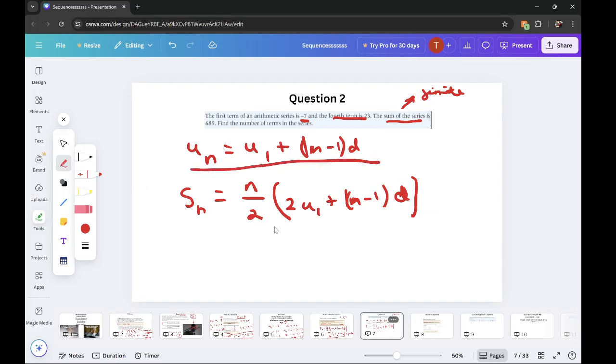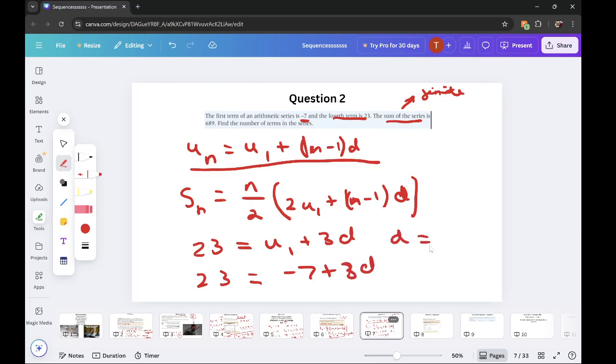So let's solve this equation. So u of 4 is equal to 23. Yes? So 23 is equal to u1 plus 3d. That's correct, right? And now we know what u1 is. 23 is equal to minus 7 plus 3d. So from this we can get d is equal to 10. Yeah? So now we finally found our common difference.